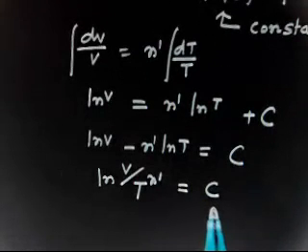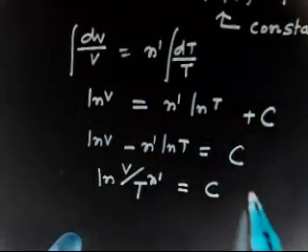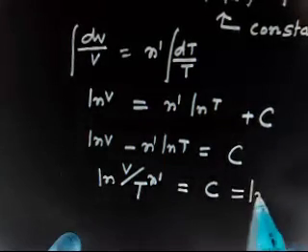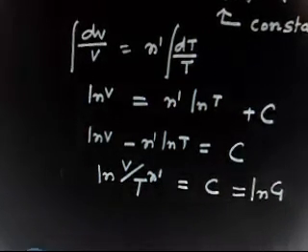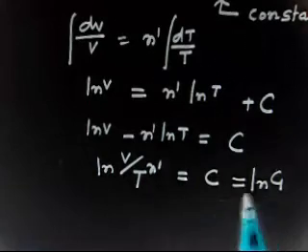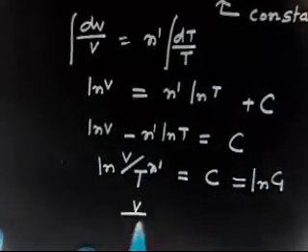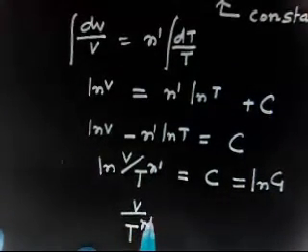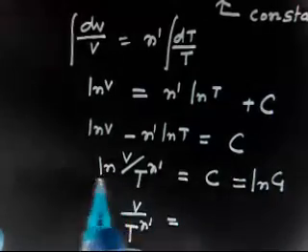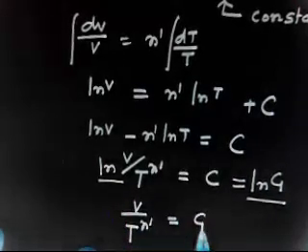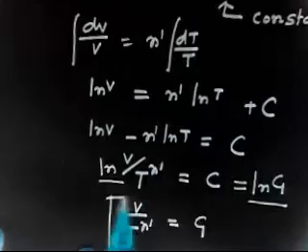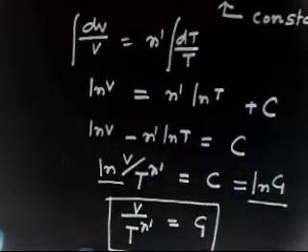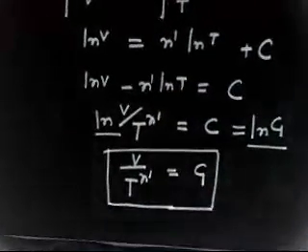Now this constant can be further written in a new constant in the form of ln. So this constant can also be written as ln C1, because C1 is a constant, C is a constant. So from here I can write V by T raised to the power n dash is equal to, because this is ln, this is ln, so I will have C1. Are you getting or not? So this we are getting.